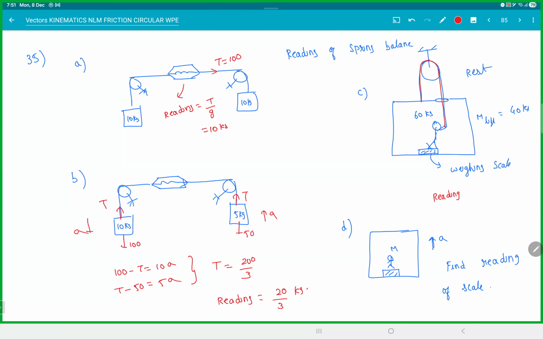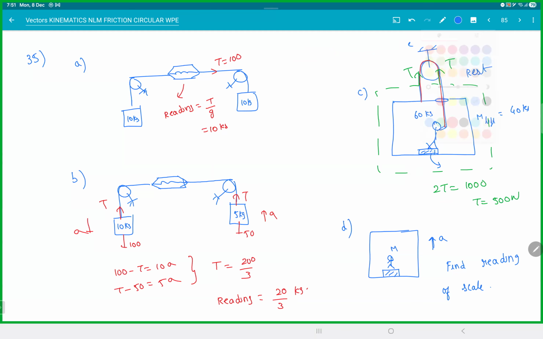Right? What about this thing? If you look at this, the whole system, if you take this thing as a whole system here, you can clearly see this is one tension. This is one tension. We get 2T is equal to 60 plus 40. That is 1000 newtons. So tension will be 500 newtons.